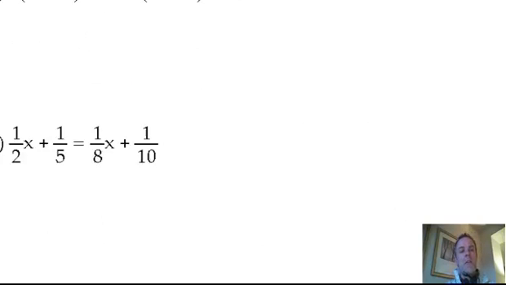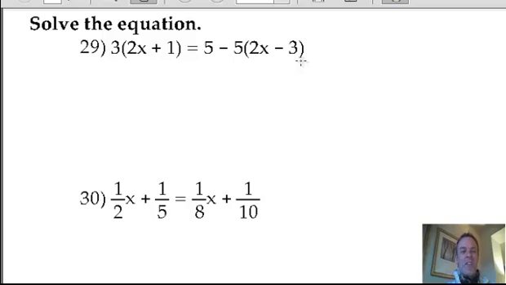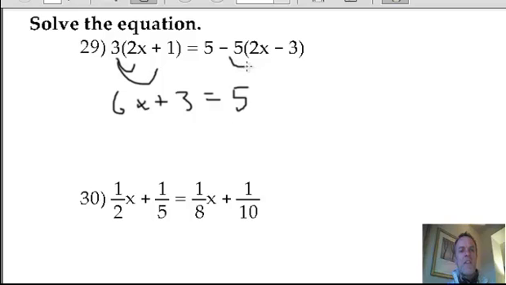Right, okay, what's next? Solving equations. Hopefully this is basic stuff, guys. It's just the distributive law here. So let's run through this one, 29. Distributive law, that and that. So that's 6x plus 3 equals. Now don't combine those two, okay? This is the distributive law here. It's not 5 take away 5.